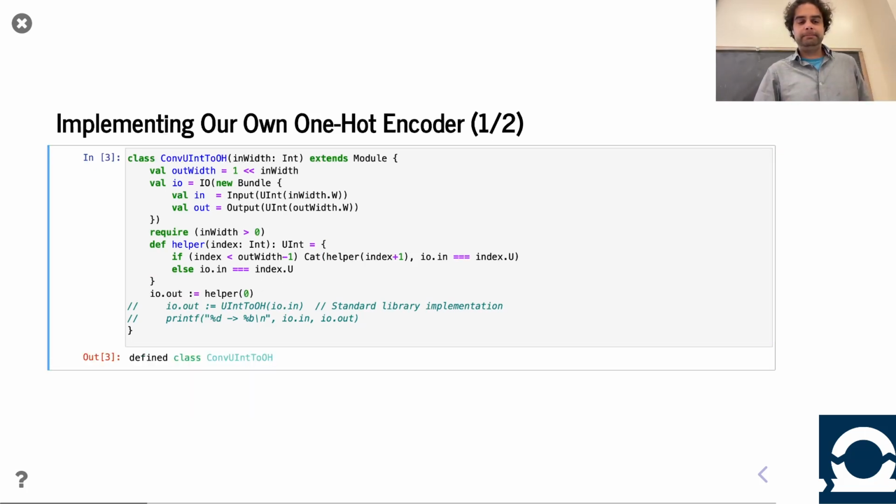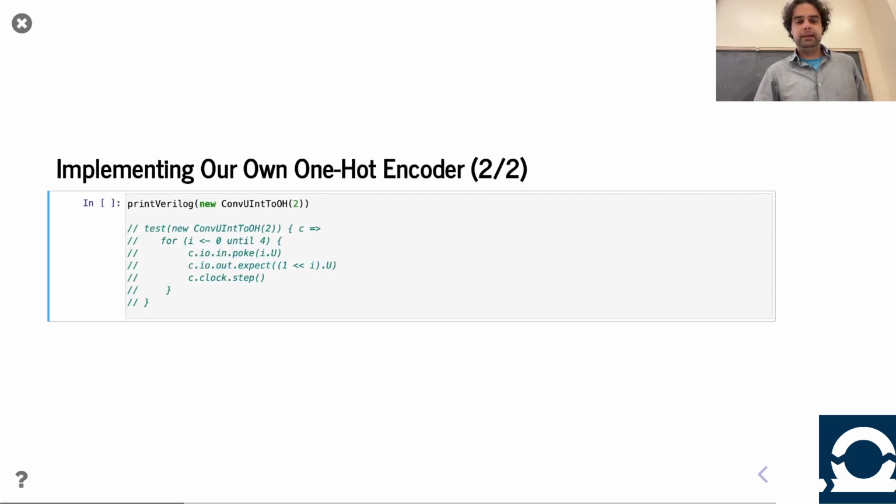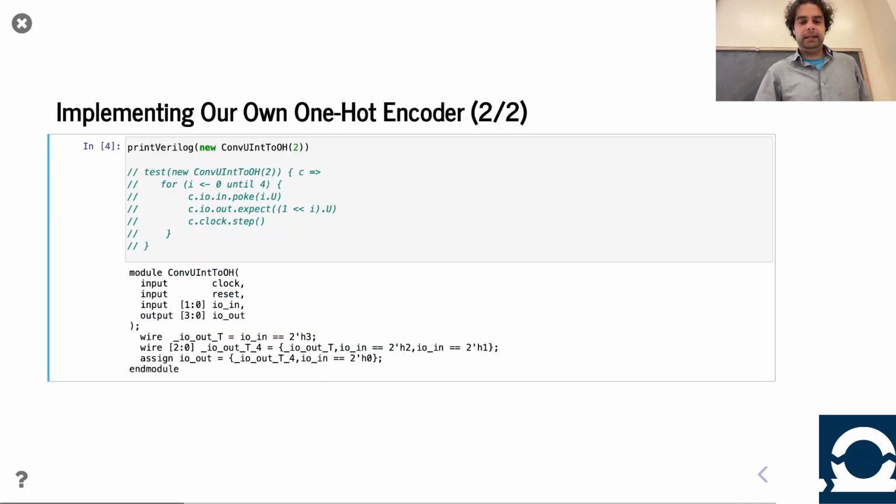I'll go ahead and declare it. Now if I go to the next slide, I can go ahead and print it out. For just 2 bits, it's not so crazy. You can see, for a 2-bit input, 2 to the 2 number of output bits. And so you can see it's 4 bits. You see how this all comes together.